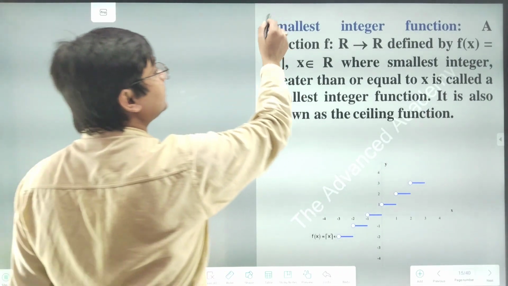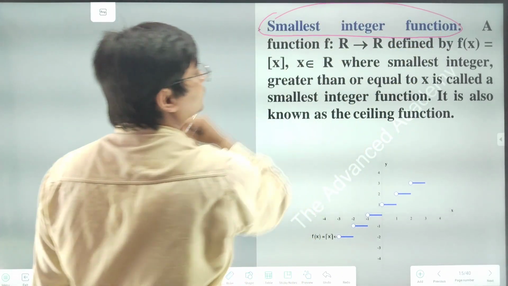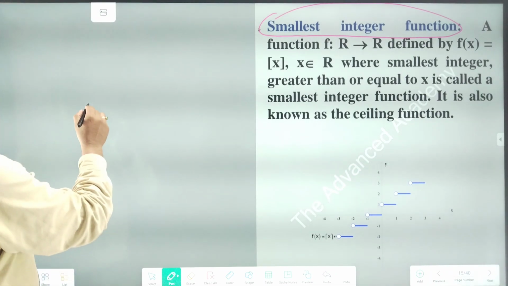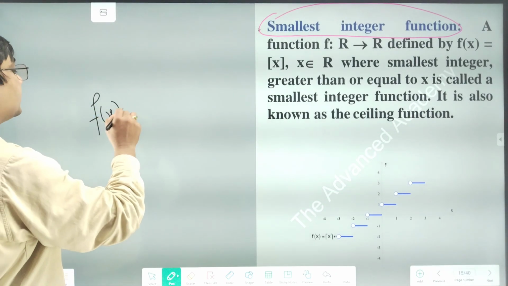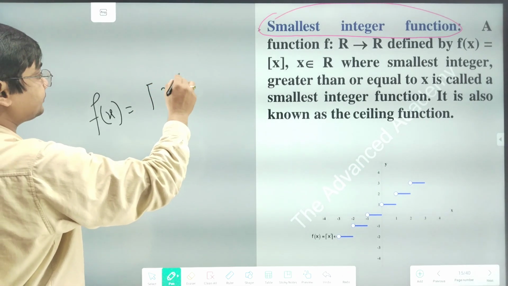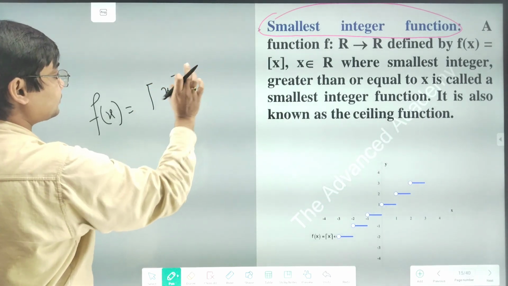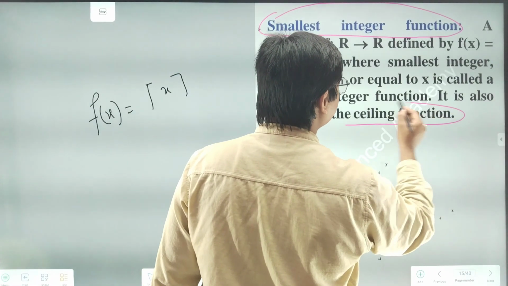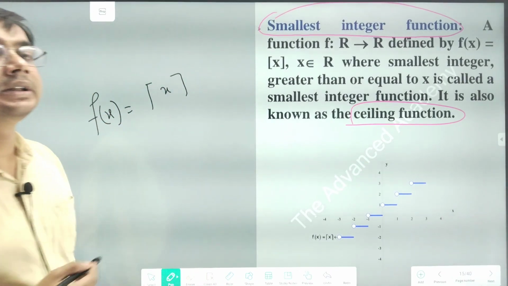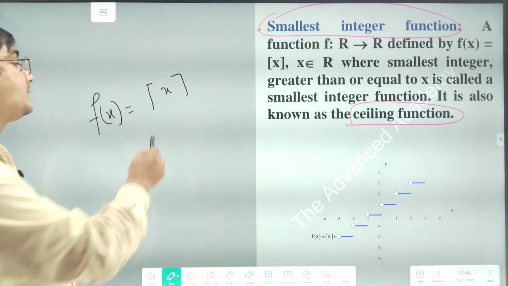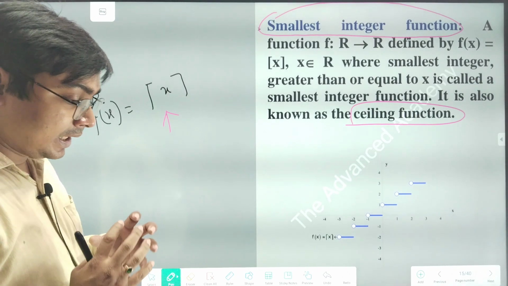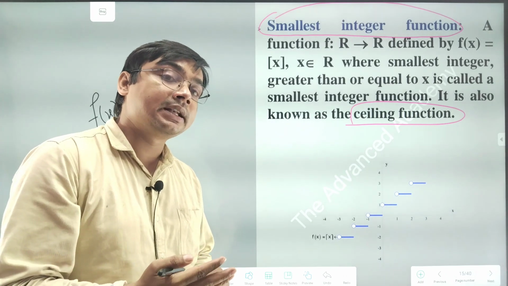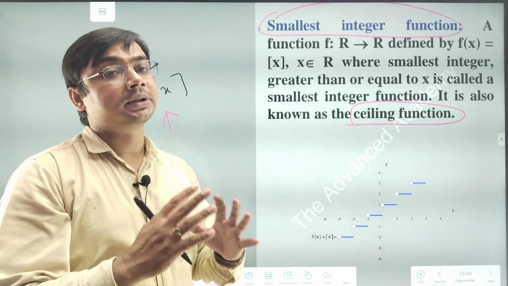Another function is here, you see, the smallest integer function. Yes, smallest integer function, and we denote this smallest integer function in this way. And this is also called the ceiling function. Yes, you remember this name also, ceiling function. We also call this function the ceiling function, and this ceiling function gives the value which is just greater than, the least of that integer.